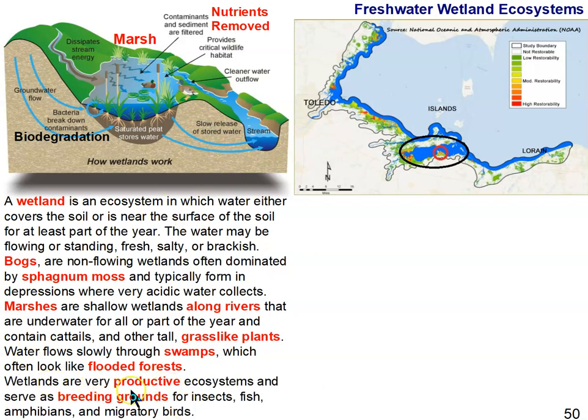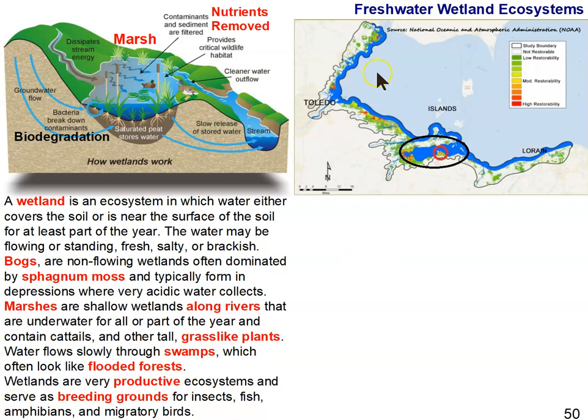Whatever kind of wetland it is, they are very productive ecosystems. There's plenty of water, there's plenty of light, and if you give that to plants, they're going to take off. Plants and other photosynthetic organisms. They're also breeding grounds. They're also habitat. So a lot of things live there that really don't live anywhere else.